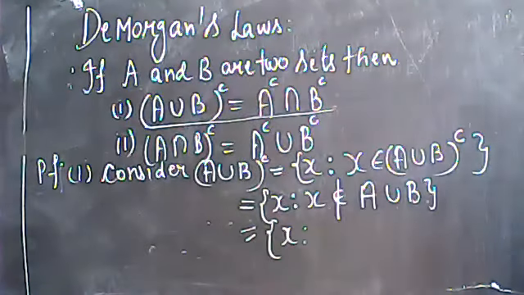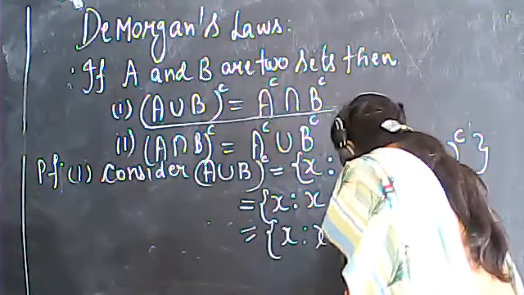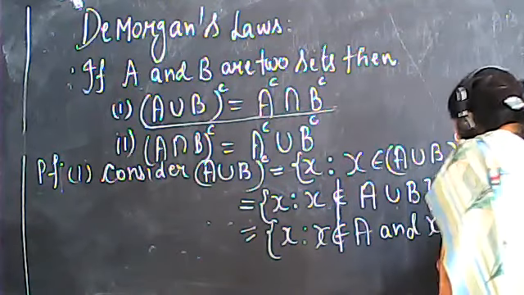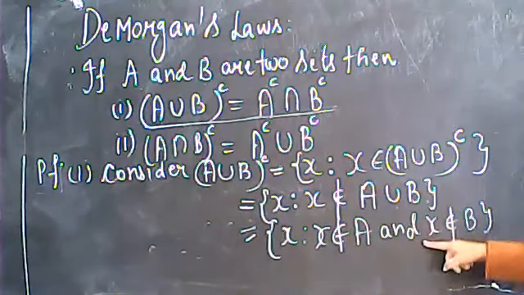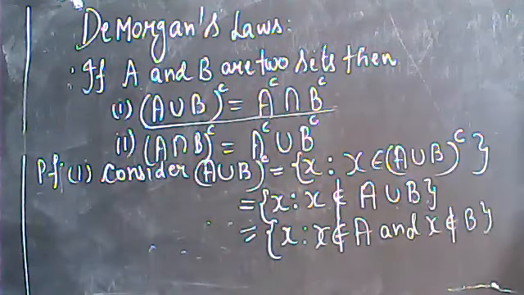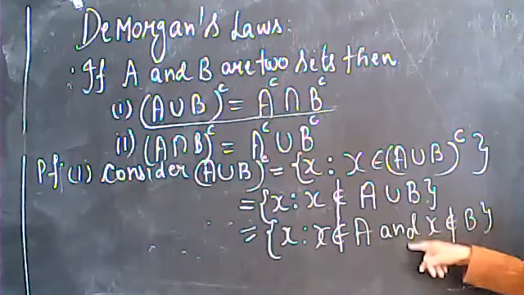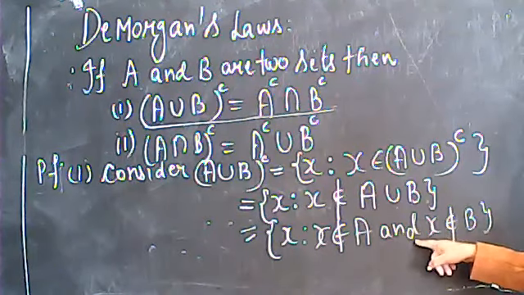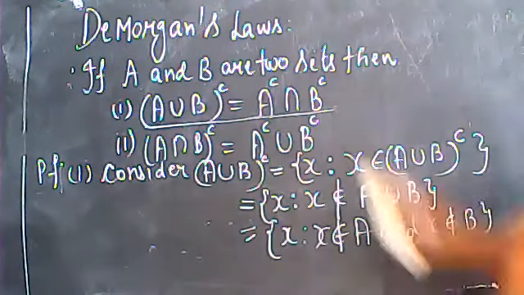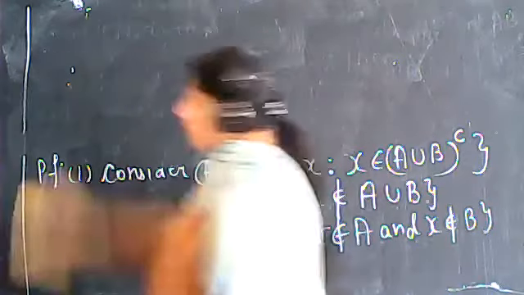What does it mean? X doesn't belong to A and X doesn't belong to B. Why have I taken the word and here? Why did I write and here, beta? Here we have the symbol of union, but instead of writing or, I have used the word and. Why have we written this word here? Can anyone tell? Yes, beta.